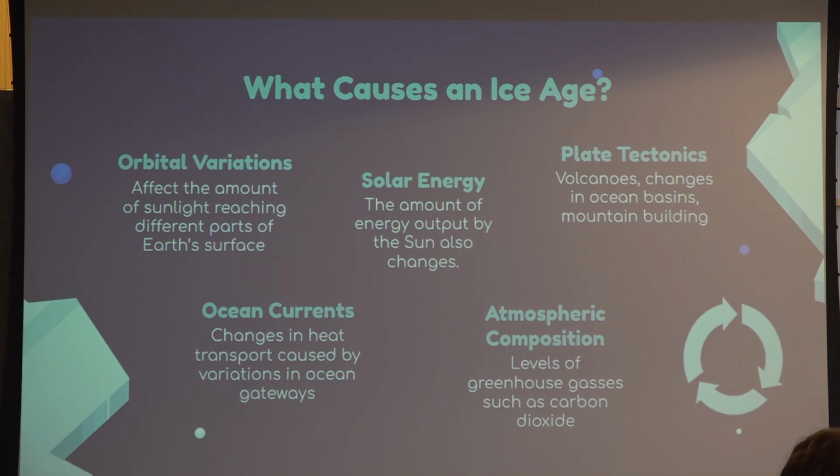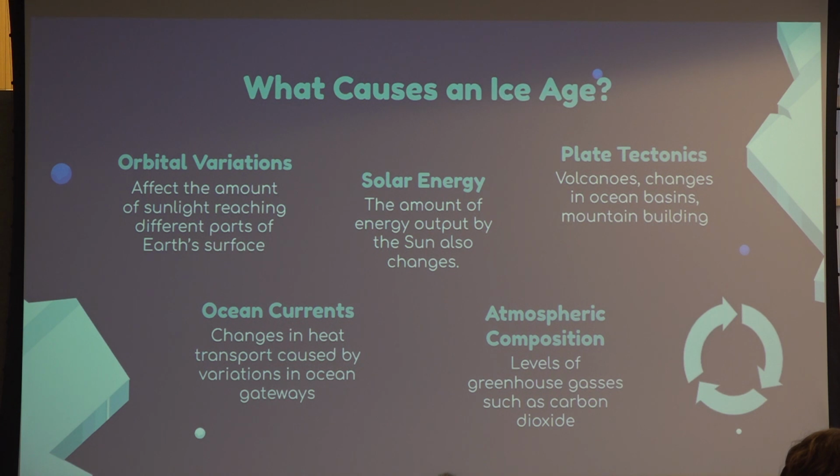Plate tectonics can affect the climate. So volcanoes can work in both directions. You can pump stuff into the atmosphere, block out the sun and cool it, or you can just pump in a whole bunch more greenhouse gases and actually warm it up. You have changes in ocean basins and mountain building episodes. So mountain building usually increases erosion, which actually decreases the amount of CO2 in the atmosphere, which can cause cooling.